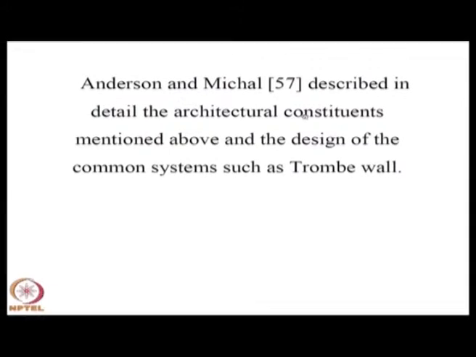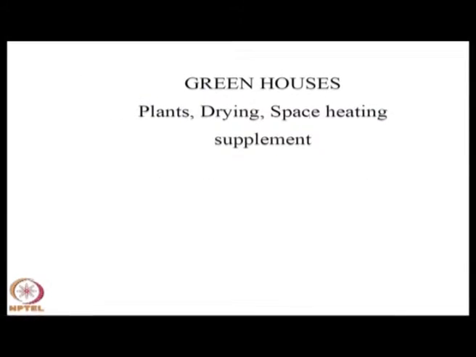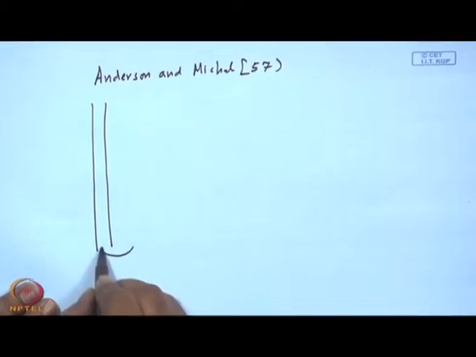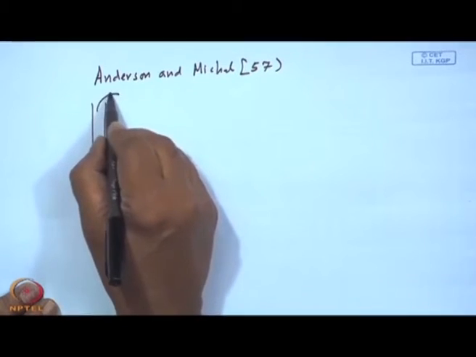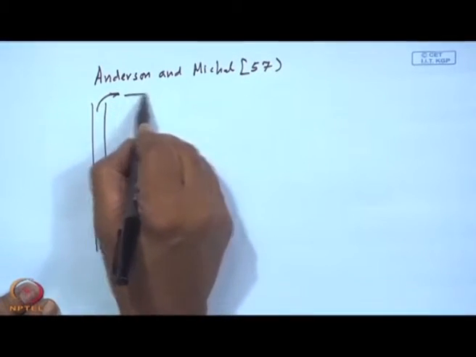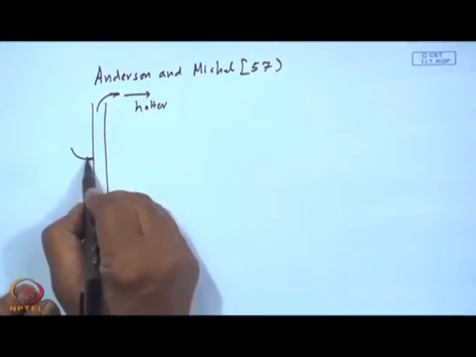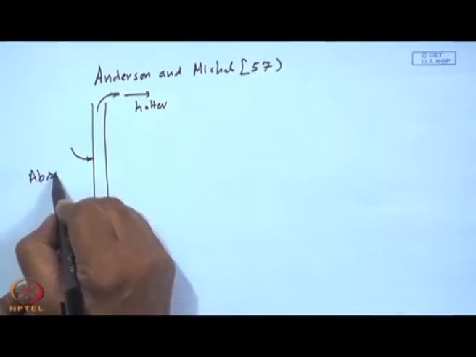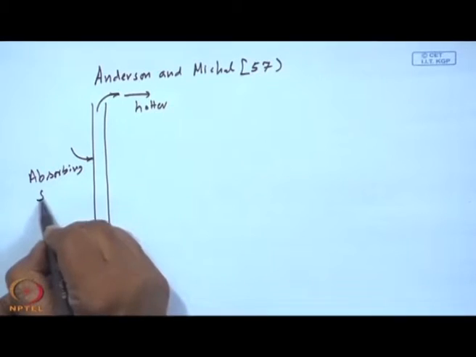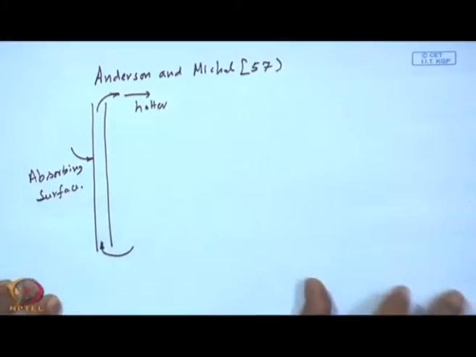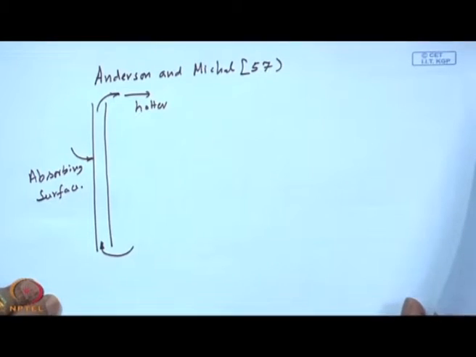Trombe wall is nothing but a hollow wall with something like this. If this is the wall and a hollow space is there, cold air gets warmed up and goes into the room and hotter. This is an absorbing surface. So, basically it is a sort of hollow wall through which air can be circulated, which will keep the room warmer.